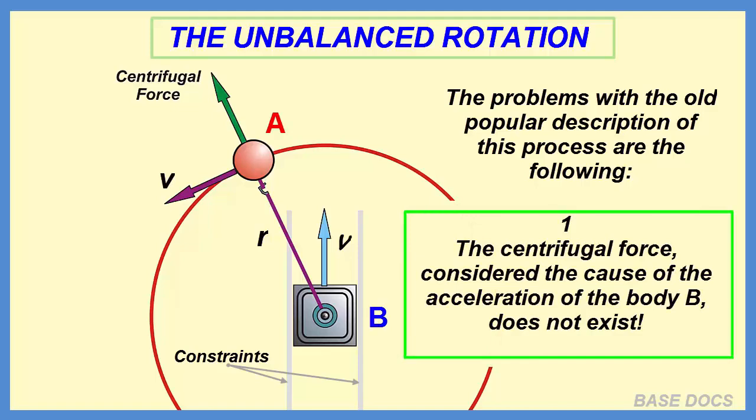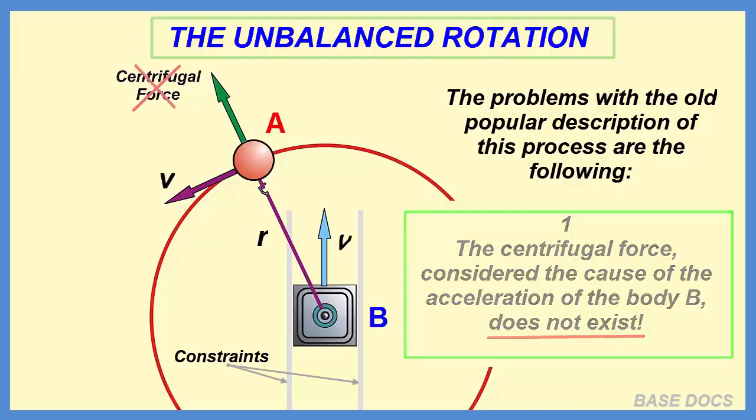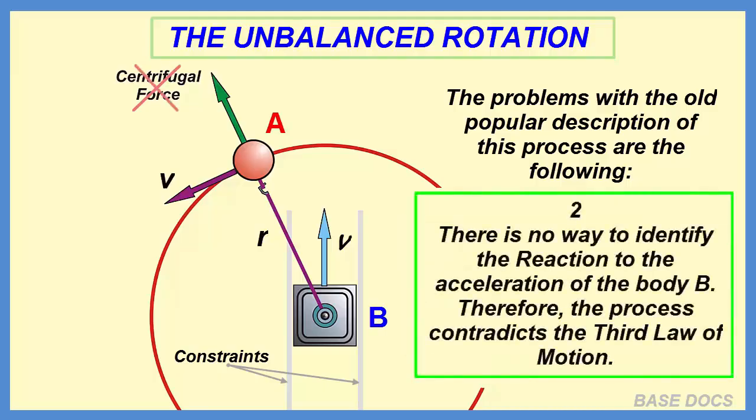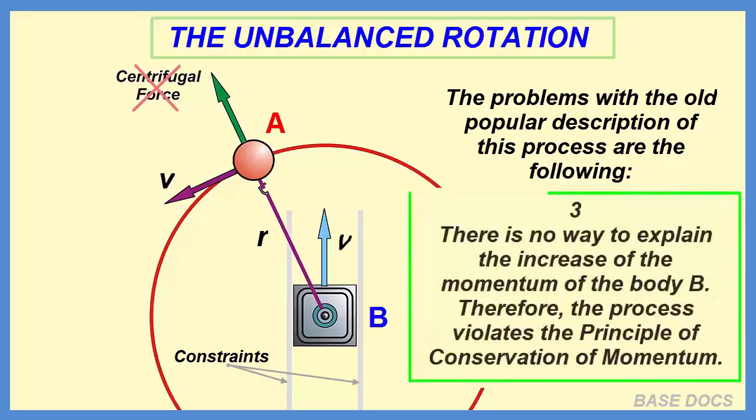First, the centrifugal force, considered the cause of the acceleration of the body B, does not exist. Second, there is no way to identify the reaction to the acceleration of the body B. Therefore, the process contradicts the third law of motion. Third, there is no way to explain the increase of the momentum of the body B. Therefore, the process violates the principle of conservation of momentum.